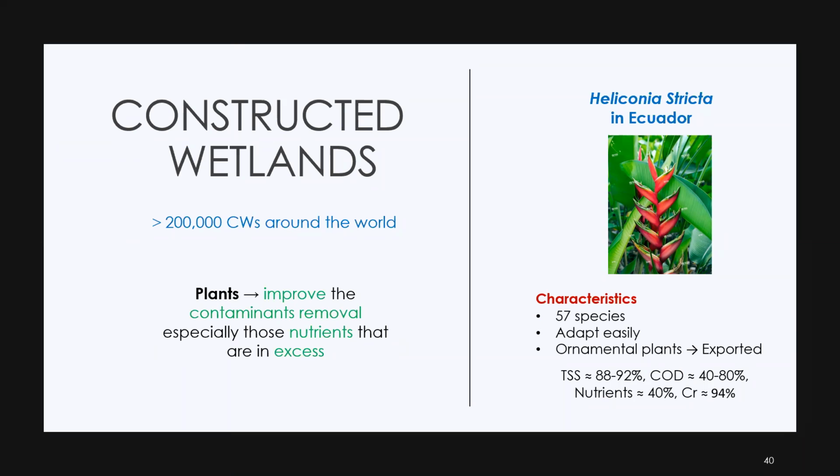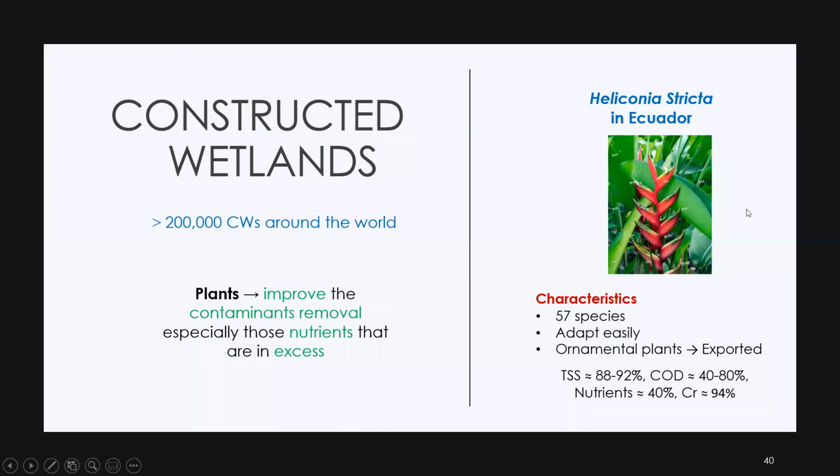A second study that we performed was related to the use of constructed wetland. In particular, these constructed wetlands are very popular, let's say, around the world. I was in Australia last year, and I saw that you can have these constructed wetlands even in the city parks. But here in Ecuador, for instance, they are not very popular, even though they would be very useful. We have something like 200,000 constructed wetlands around the world, but here in Ecuador, we just have a few, as we saw.